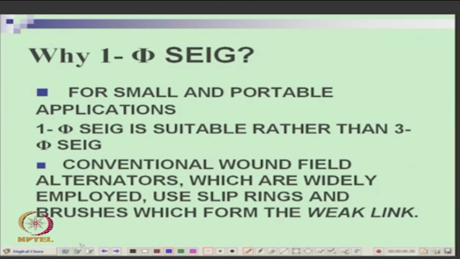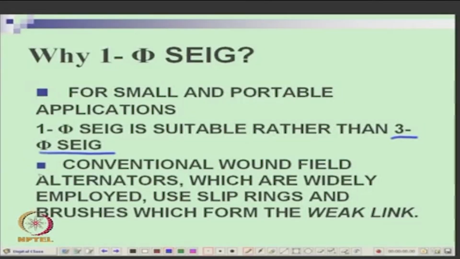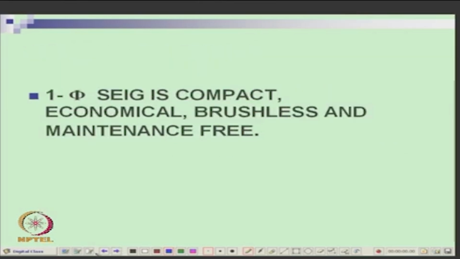But there was a lot of demand for this. So, we thought why not we relook at this situation, either you make a 3 phase generator to operate on single phase or make a separate single phase generator. You want single phase load, take a 3 phase generator and somehow manipulate the circuit to get single phase, or make a single phase generator. So, single phase is compact, economic, brushless and maintenance free.